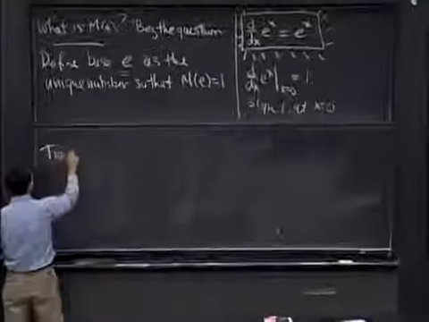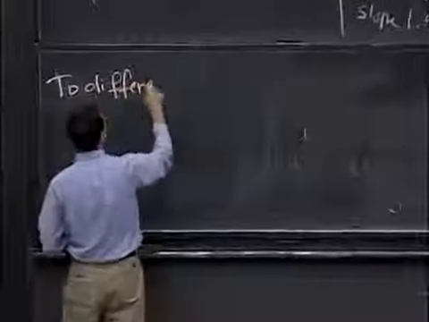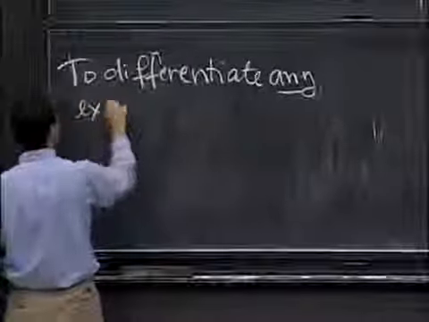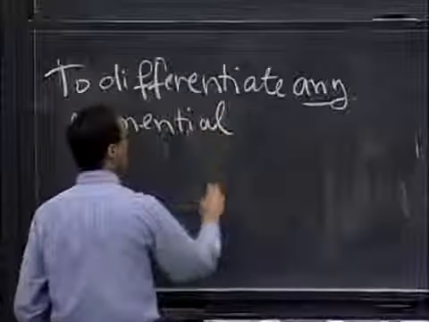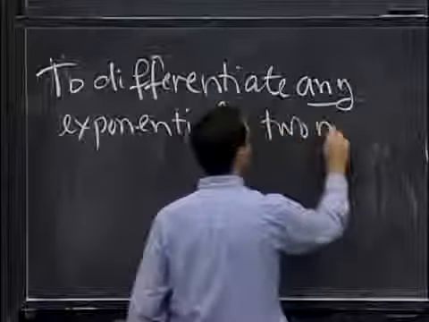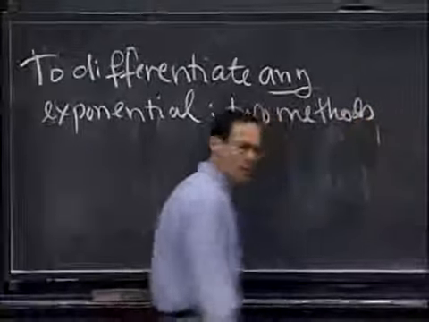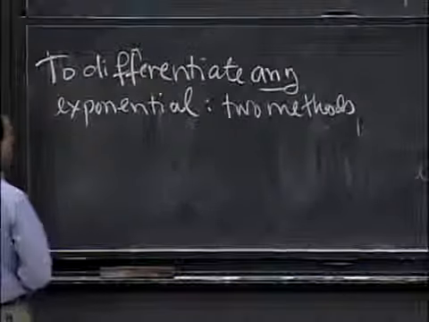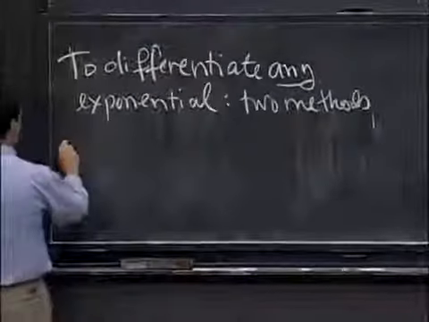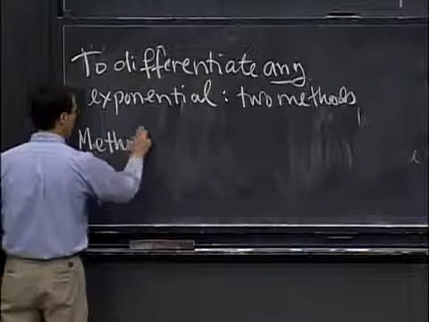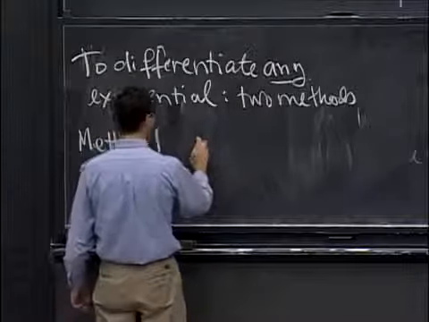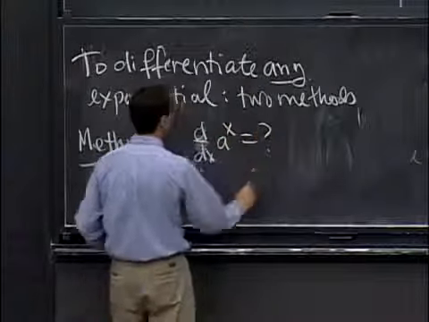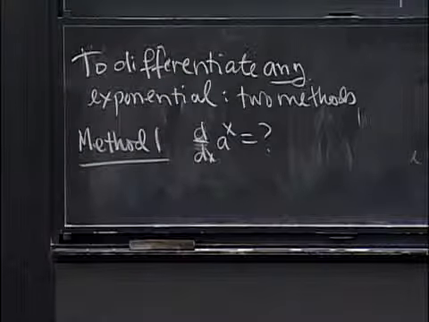So now, to differentiate any exponential, there are two methods. They're practically the same method. They have the same amount of arithmetic, but you'll see both of them, and they're equally valuable. So we're going to just describe them. So method 1, I'm going to illustrate on the function a to the x. So we're interested in differentiating this thing, exactly this problem that I still didn't solve yet.